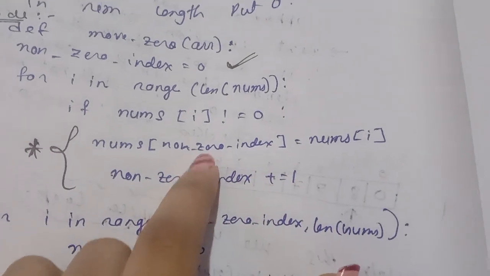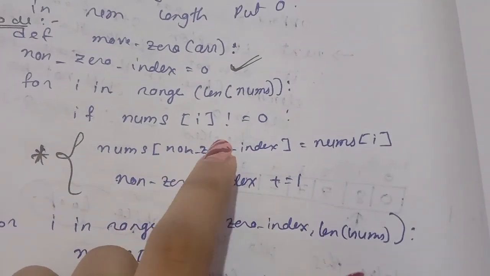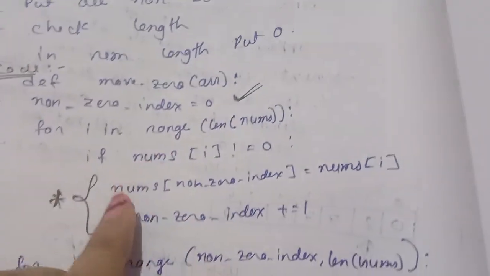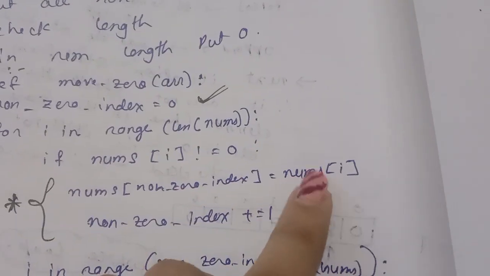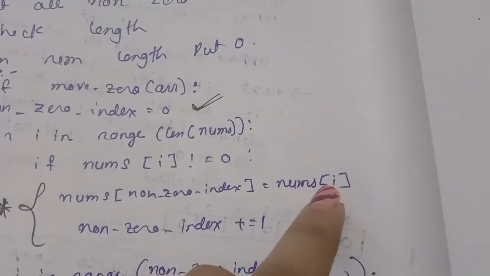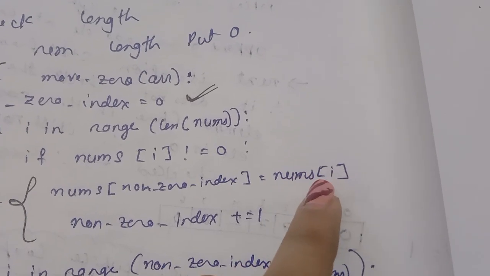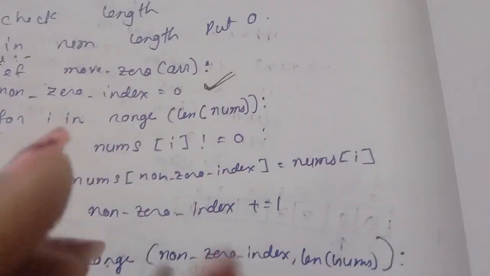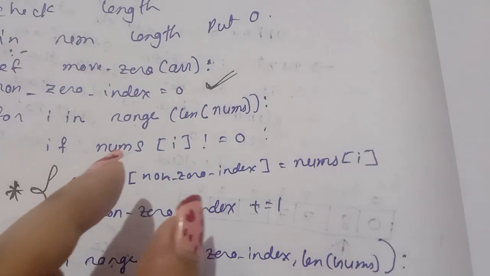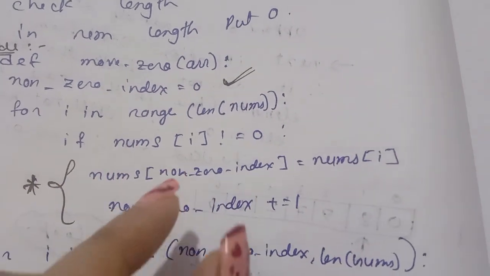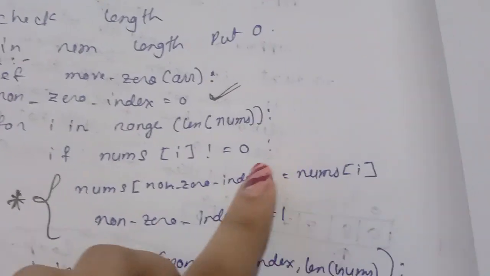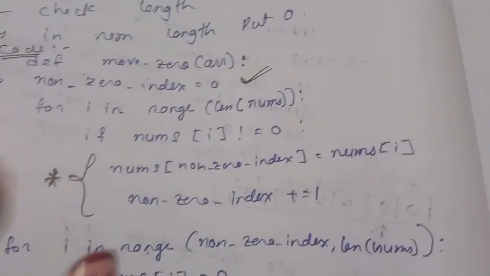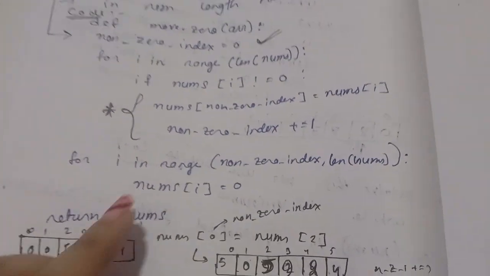the non-zero index position. See, initially the non-zero index is 0, therefore nums[0] equals nums[i]. So at the i position the non-zero element is present, and that will be placed at the zeroth index, the first position of the array. Whenever we encounter a non-zero element, we put it in the front, and obviously the non-zero index is incremented every time because the next position has to be filled, right? So this is the thing.